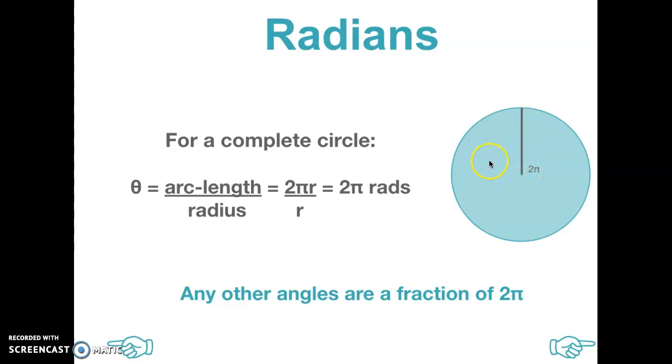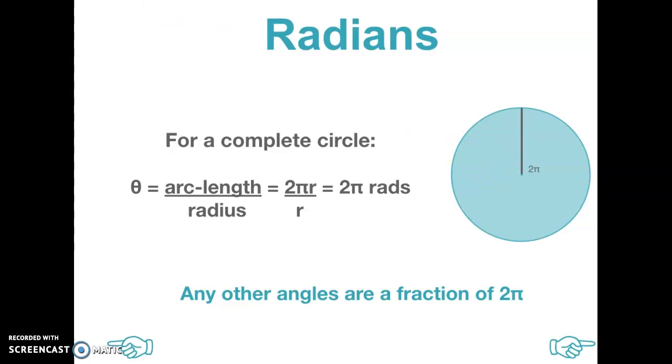So now have a look at an entire circle. What is the relevant arc length for an entire circle? It would be the circumference. The circumference is equal to 2 pi r. This distance, this entire distance. So our arc length for an entire circle would be 2 pi r, and the radius would be r. So the number of radians in an entire circle would be 2 pi r divided by r, which leaves 2 pi radians. And that's in fact the definition of a circle in terms of radians.